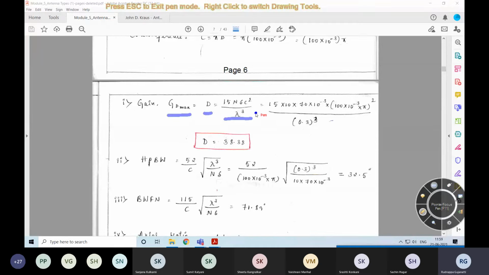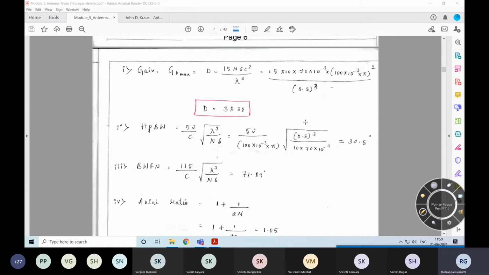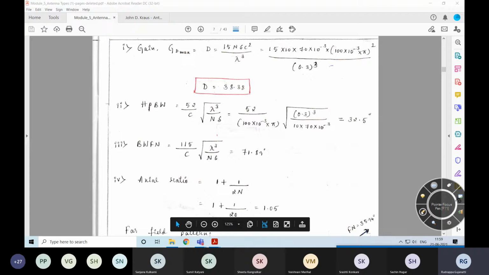So substitute the values in respective places, and once we substitute this, we obtain directivity of 38.38, which is the directive gain value. So we have estimated the gain parameter, and since it is specified as gain, we are considering K is equal to 1.